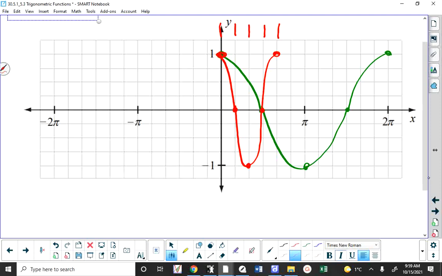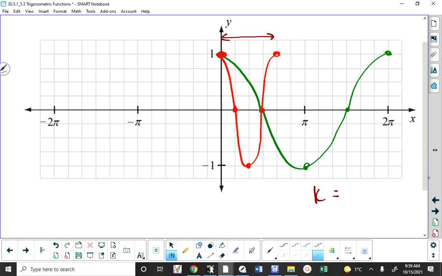X is any real number, right? Y, -1 to 1. Amplitude is 1. The period is from here to here. Now, I want you to pay careful attention to this because I want to show you something and then say we don't have to worry about it.